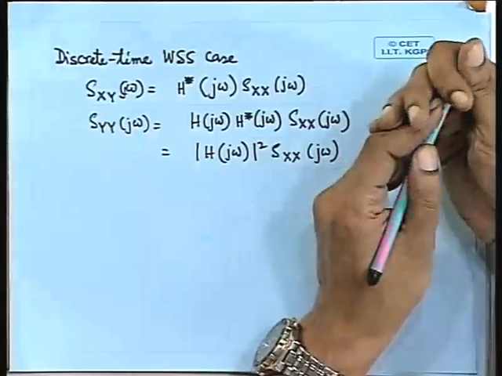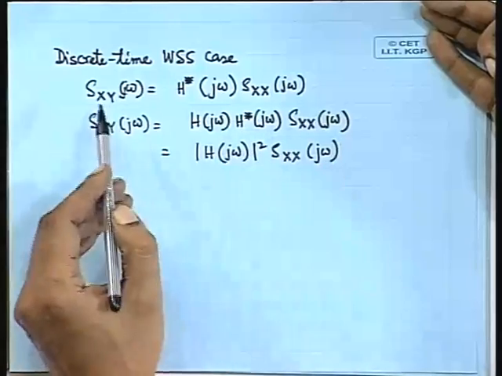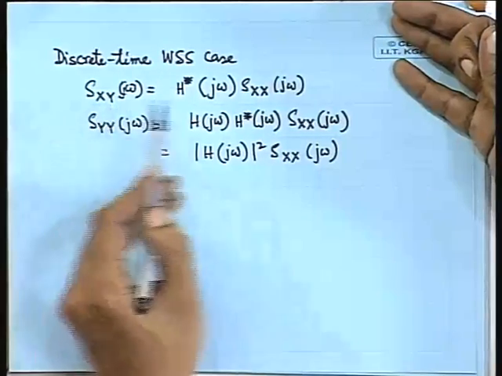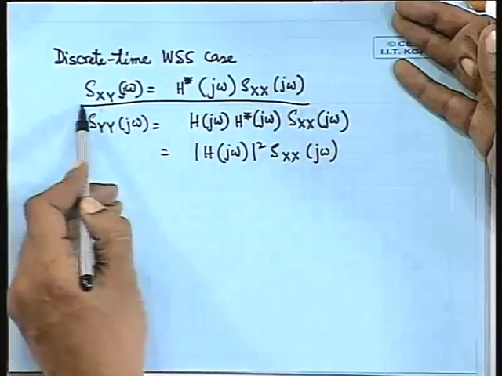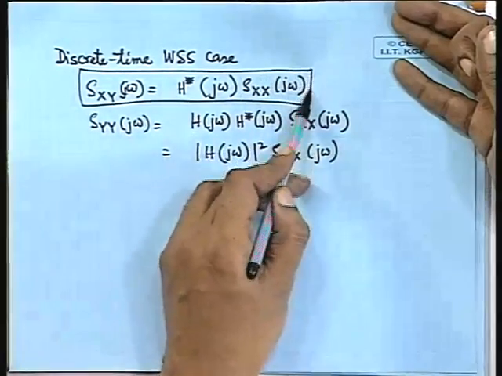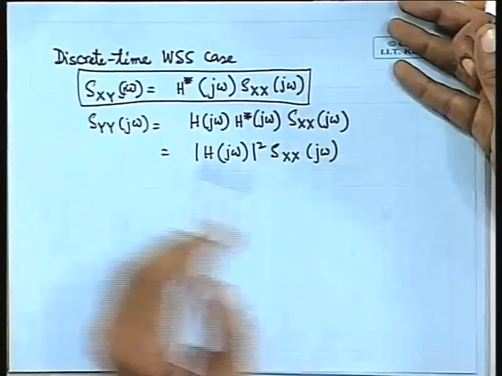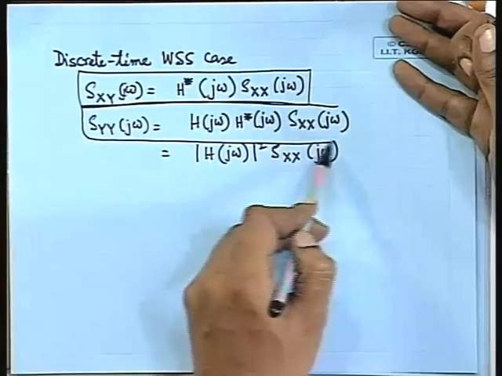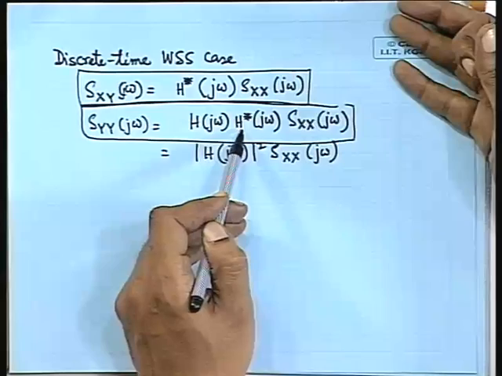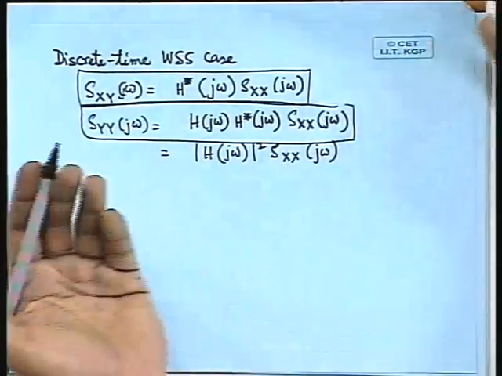So that is very simple to obtain. These are very beautiful results. It says that Sxy j omega is h star of j omega into Sxx j omega. That is, this is a cross power spectral density, and finally Syy j omega. Again, all these relationships can be obtained just from that basic convolution integral, right? That is, I'll show you from where.